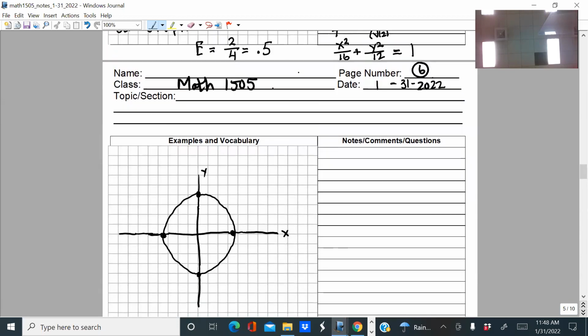Remember, the closer you get to 0, the more like a circle it is. Remember, the eccentricity of the Earth's orbit was 0.017, way less than 0.5. So it's very circular, right?